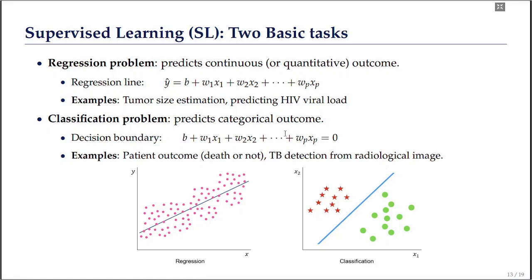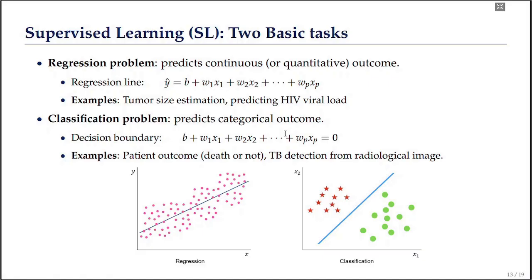Like estimating a regression line for a regression problem, here in the classification problem we are interested in determining a decision boundary. This decision boundary is nothing but the linear predictor equals 0. If the linear predictor has a value 0 or greater than 0, it predicts, let's say, class 1, but if it is less than 0, it predicts, let's say, class 2. As examples, you can consider patient outcome, dead or not, or TB detection from radiological images, positive or negative.